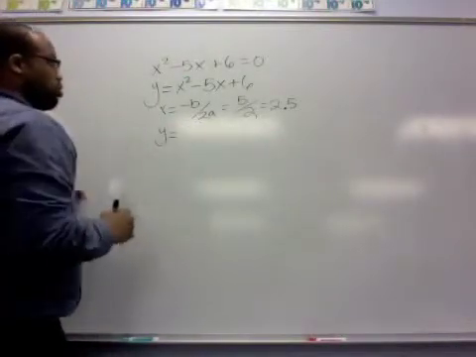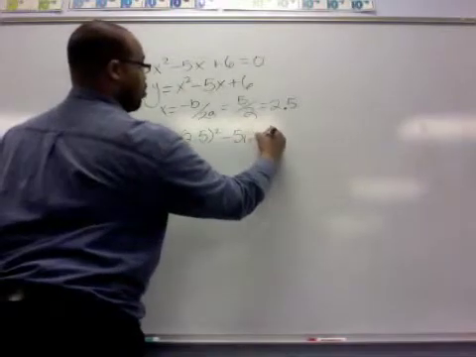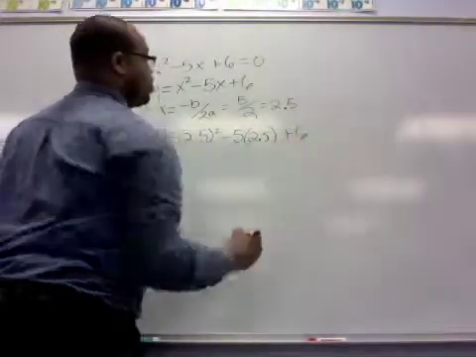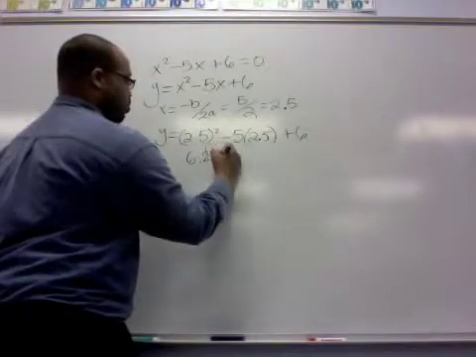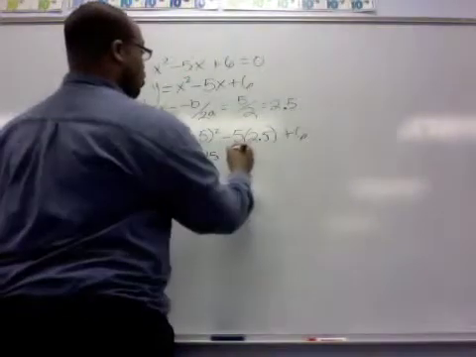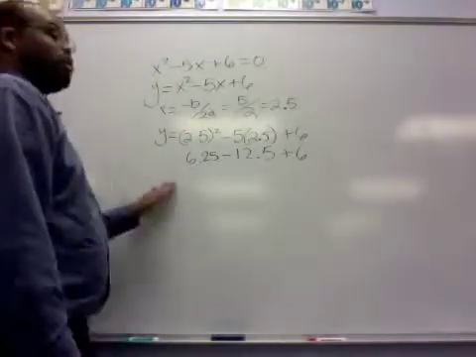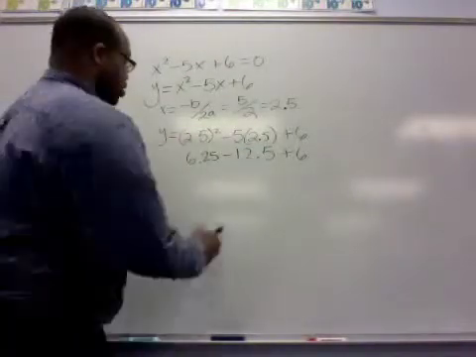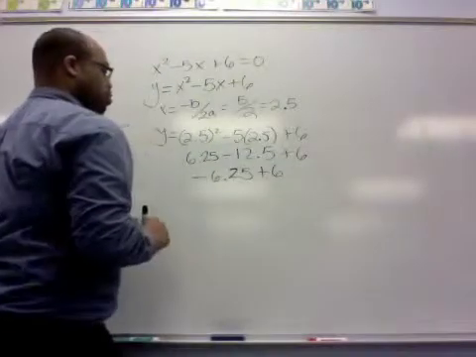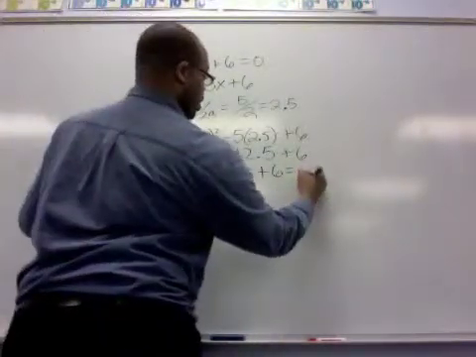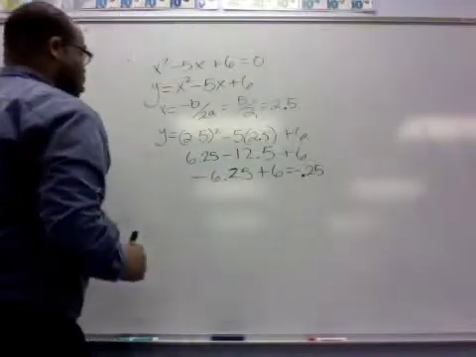I'm going to say y equals 2.5 squared minus 5 times 2.5 plus 6. All right, 2.5 squared is 6.25. 5 times 2.5 is 12.5, plus 6. We'll notice that 6.25 minus 12.5 is actually a negative 6.25. We still have the plus 6 down here. Equals 0.25, negative 0.25, or negative 25 hundredths.